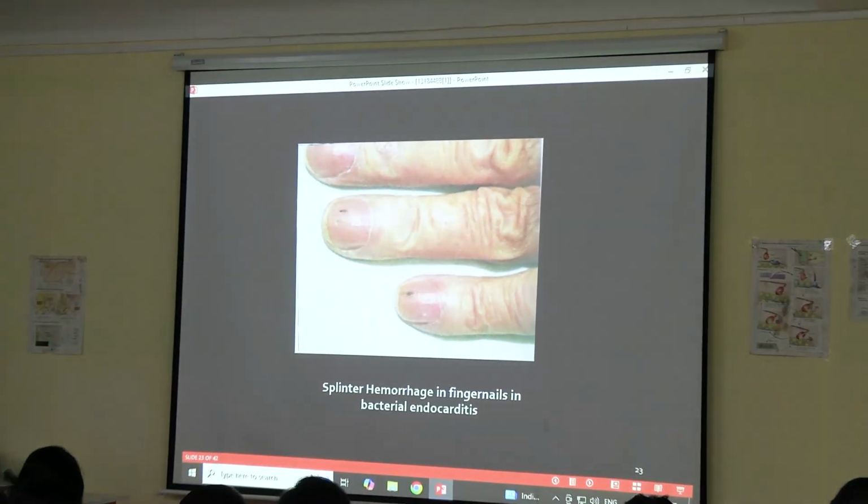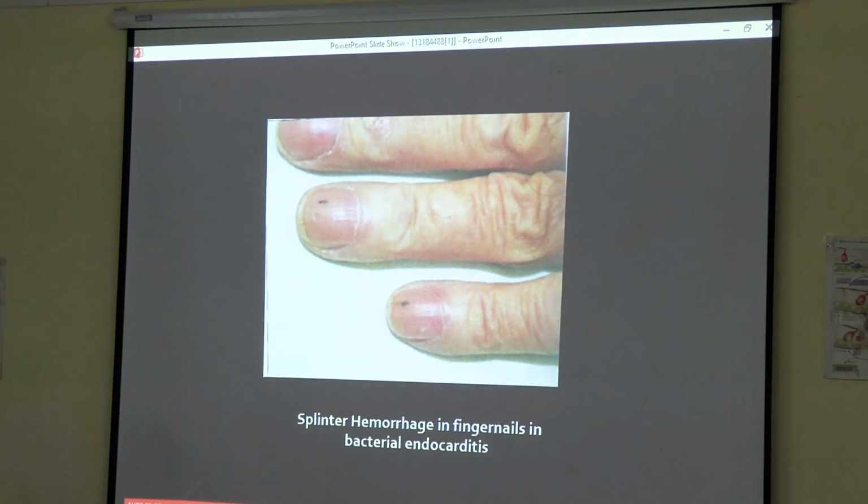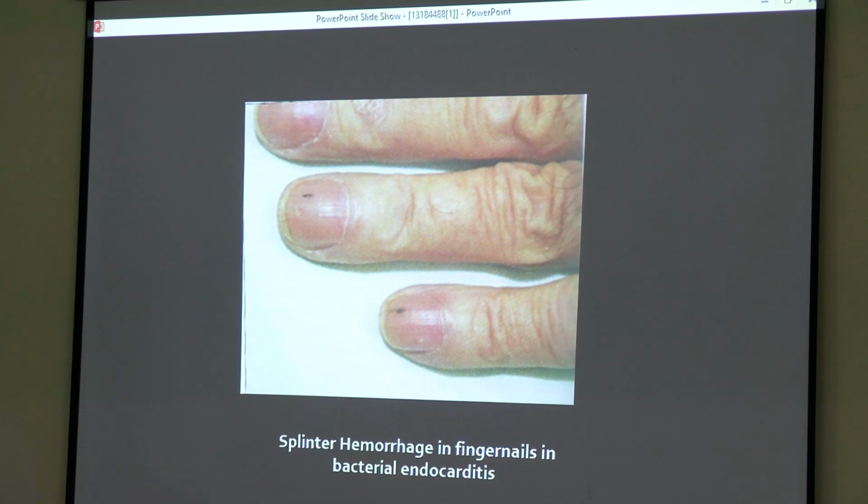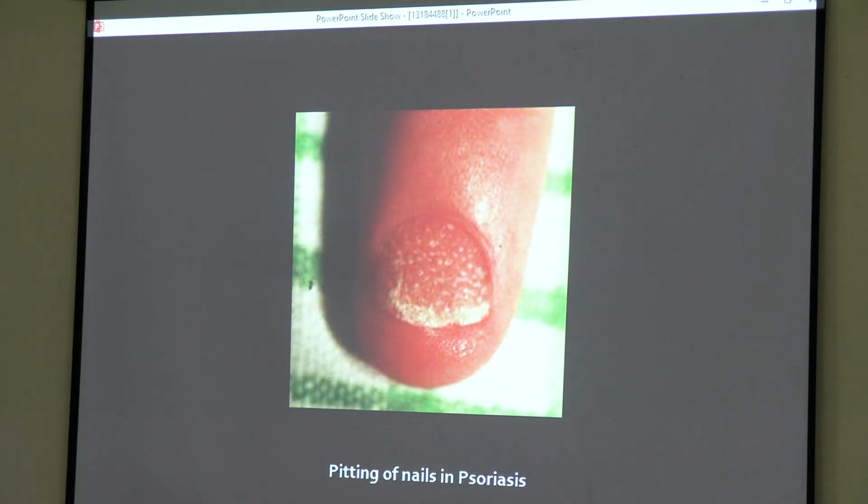This is one picture showing a reddish brown line in the nail, which we can normally see in bacterial endocarditis. And this is another picture of the nail. There are pits or dips in the nail, which are irregular. In psoriasis, we normally see this type of nails.